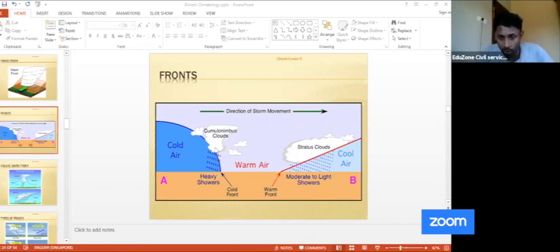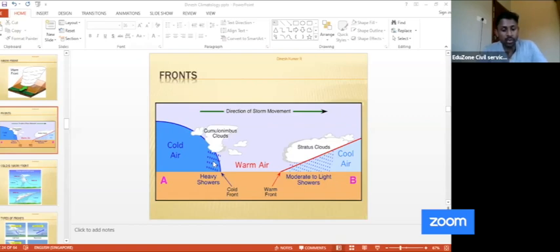Now you can add one more point. There are many places in the US where you get very heavy rainfall due to this cold front formation. In such areas, they generally call it a squall line. Squall. You can mention squall line. Those cold front areas in the US where you have very sudden and strong rainfall are referred to as squall lines.